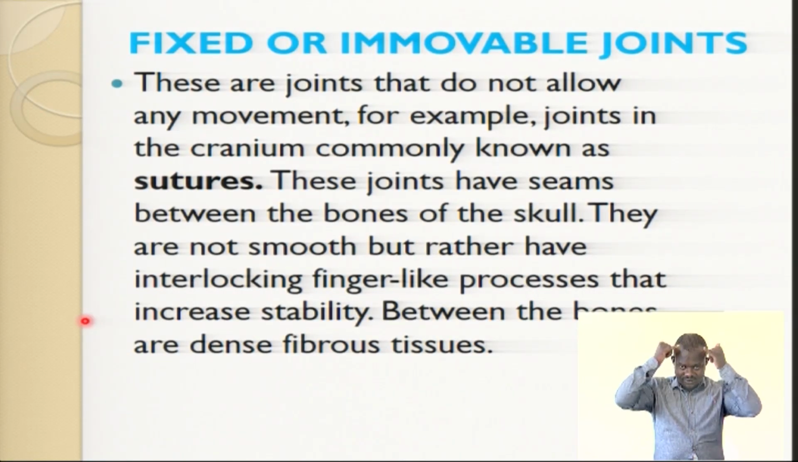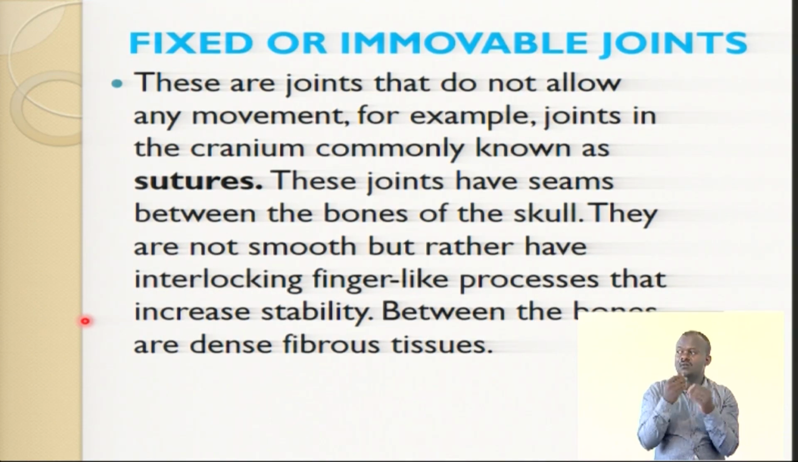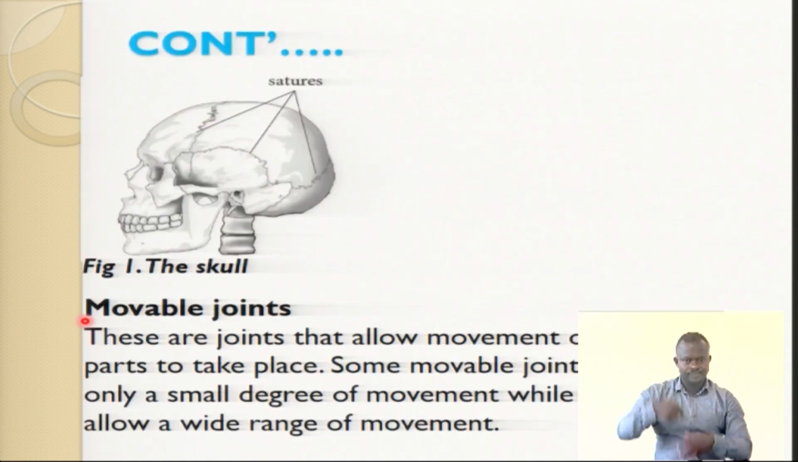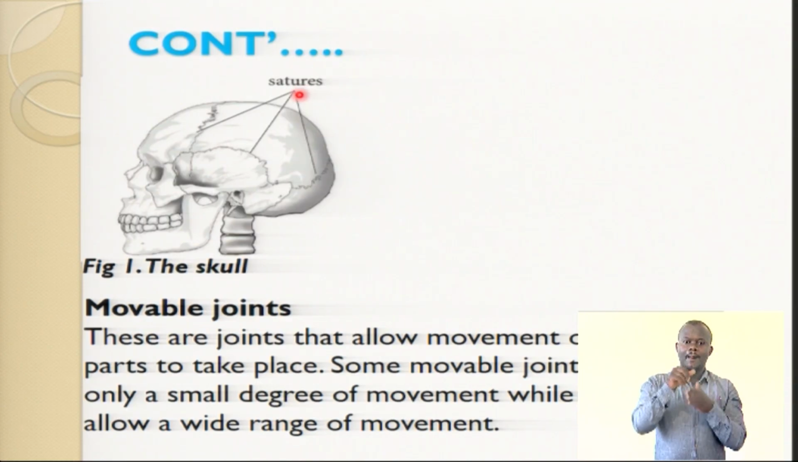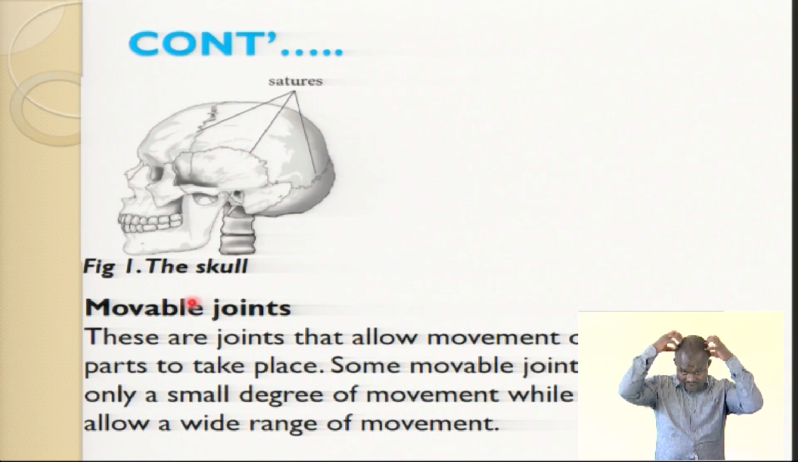They are not smooth, but rather they have interlocking finger-like processes that increase stability between the bones, and the dense fibrous tissues. These are the bones I talked about, fixed. Sutures. You see, they cannot move, they are fixed. These are the bones of the skull. They are immovable, they are fixed.